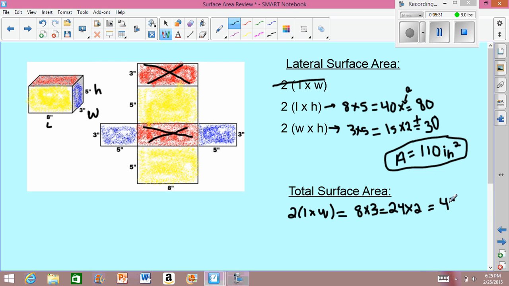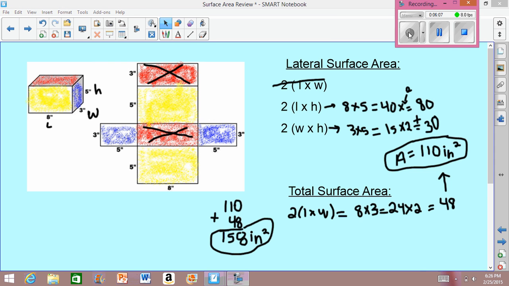So all I have to do to get the total is take the 48, add it to our 110, and we get our total surface area. So 110 plus 48 gives me a total of 158 for my total surface area. So 158 inches squared for the total surface area of this rectangular prism. Pause here, make sure you get the work for this.